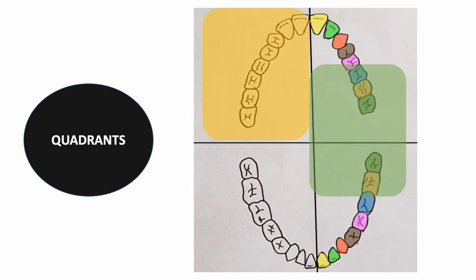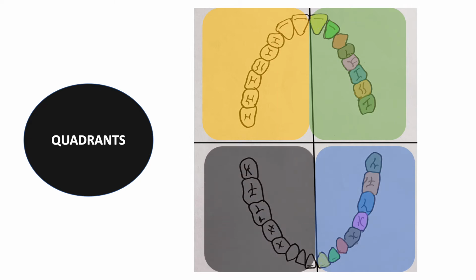There is a first quadrant and a second quadrant in the upper arch, where the first quadrant will be representing the upper right section and the second quadrant will be representing the upper left section. Now there are 2 other quadrants in the lower arch, that is the third quadrant and the fourth quadrant, where the third quadrant is representing the lower left section and the fourth quadrant will be representing the lower right section. Now when we prepare dental charts, it's always from a dentist's perspective, wherein the right side of the patient is shown as the left side in the chart and vice versa.